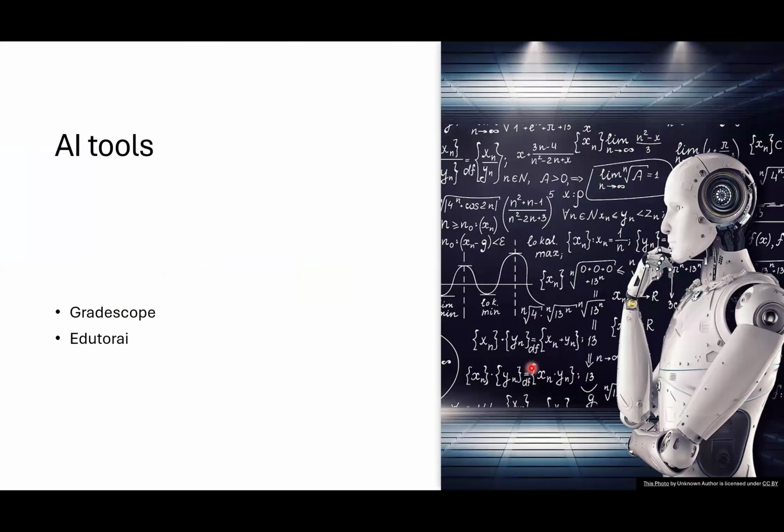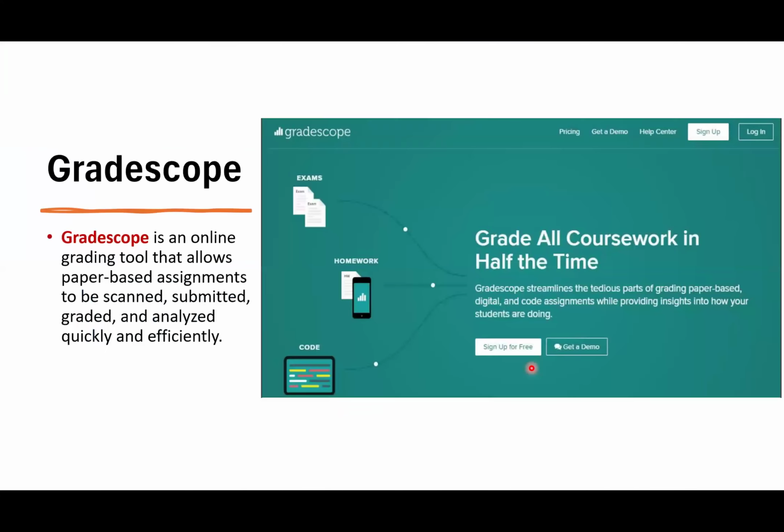Then we talk about some AI tools. I'll just start with a demo of 2 AI tools, showing how they are solving these kinds of issues. That also covers the automatic grading system. So the first tool I'm going to cover is Gradescope. Gradescope is an online grading tool that allows paper-based assignments to be scanned, submitted, graded, and analyzed quickly and efficiently. So what happens here?